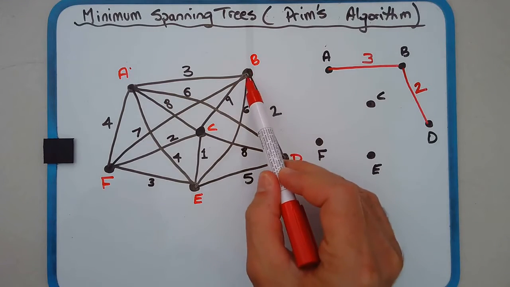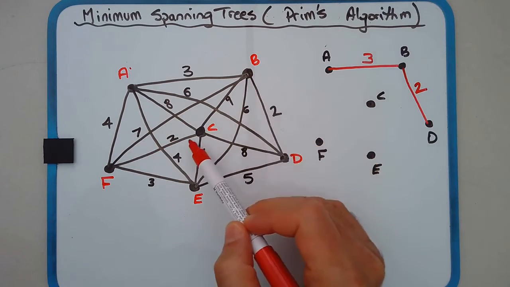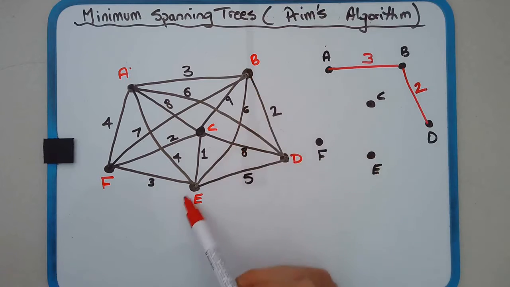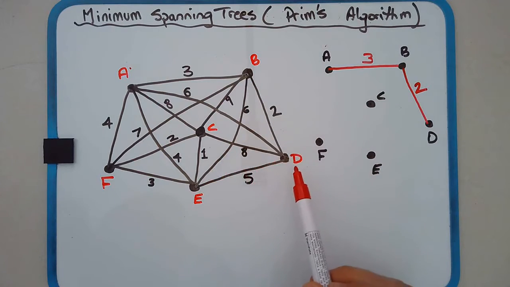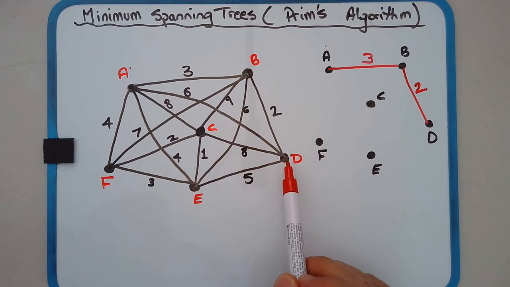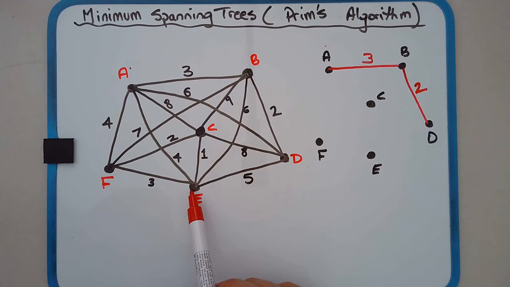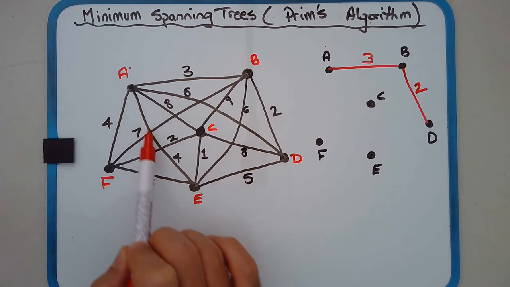From B, we've got a 7, a 9, and a 6. Now, the 2 is already taken up. From D, we've got a 6, an 8, and a 5. So I think the one that we're going to use is this one here from A, which is the 4.